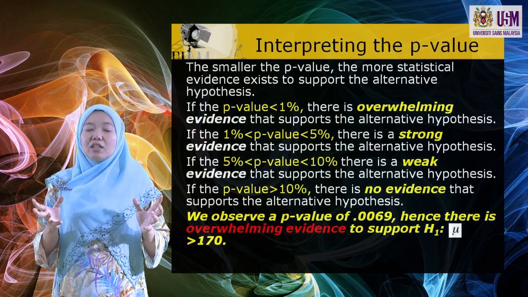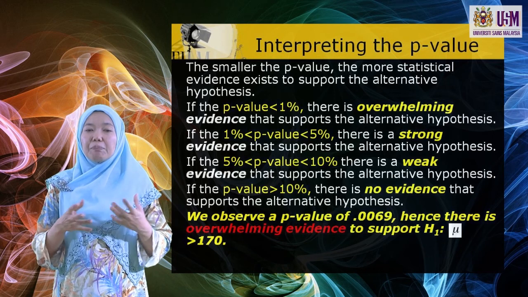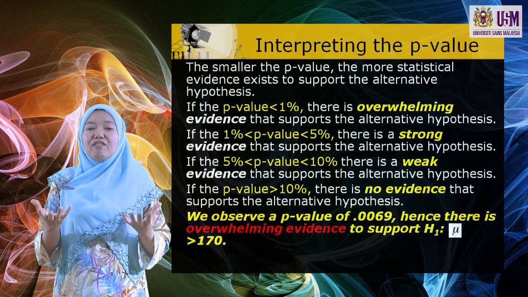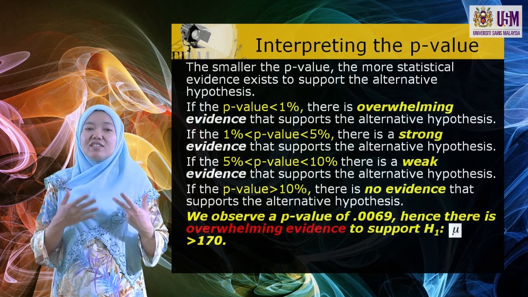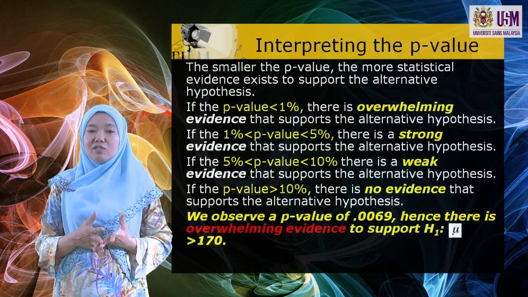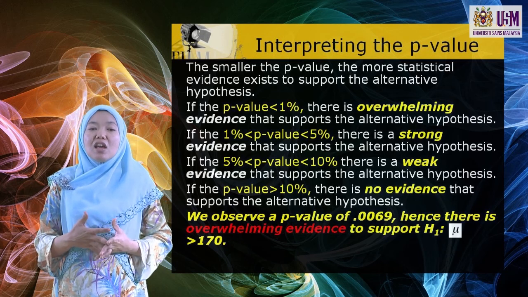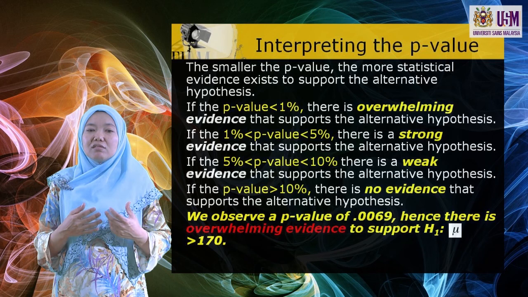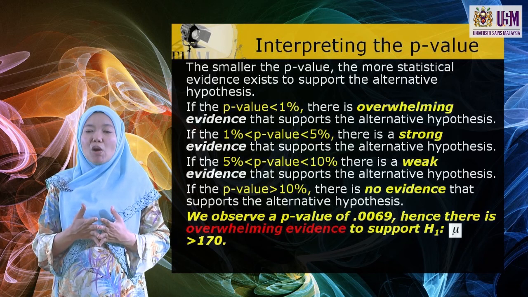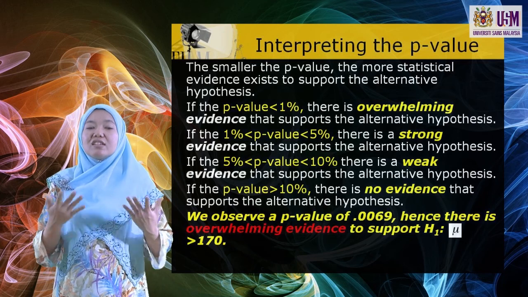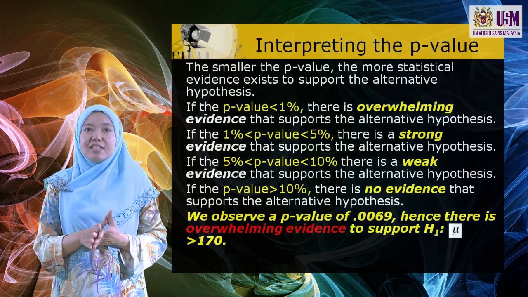So in this case, back to the earlier example with the p-value approach, if you observe a p-value of 0.0069, hence there is overwhelming evidence. You can use that word actually. Strong evidence is not enough. You can use overwhelming evidence to support H1: mu is greater than 170.